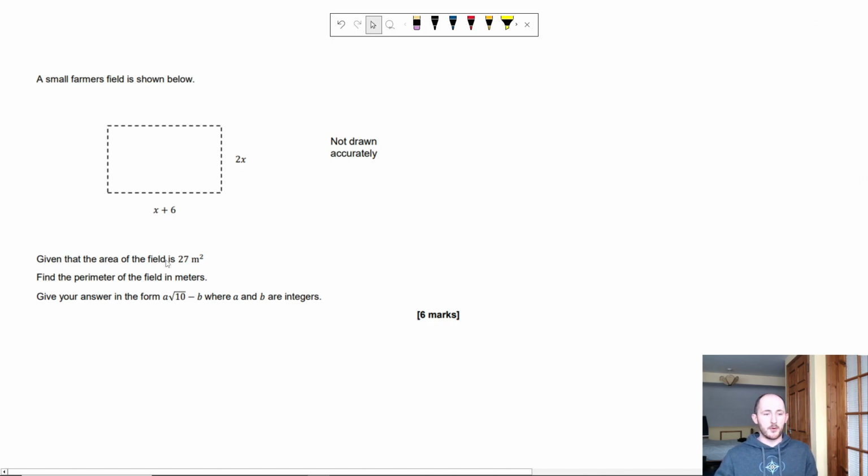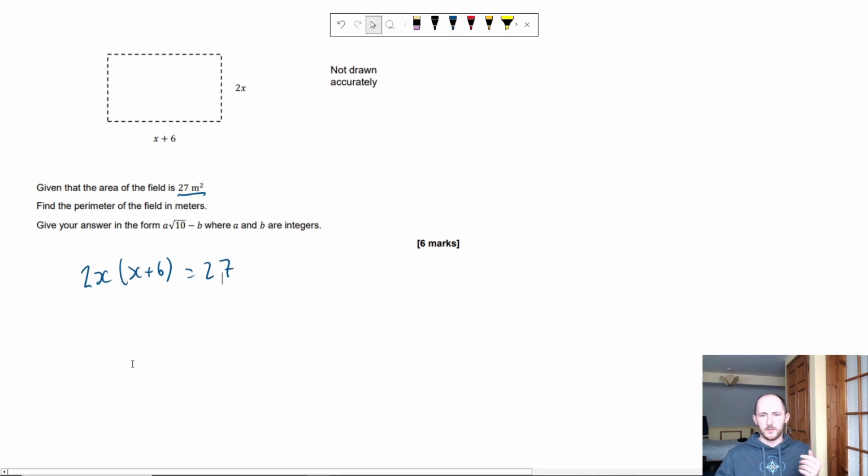So here's how I approach this kind of question in an exam. I look at what I have, and I think about making equations for that. So they've given me the area. Well, how do I work out the area of a rectangle? I do the width times the length, or other way around, whatever. So I'm going to write that out. I've got 2x times x plus 6, and that should give me 27 square meters, right?